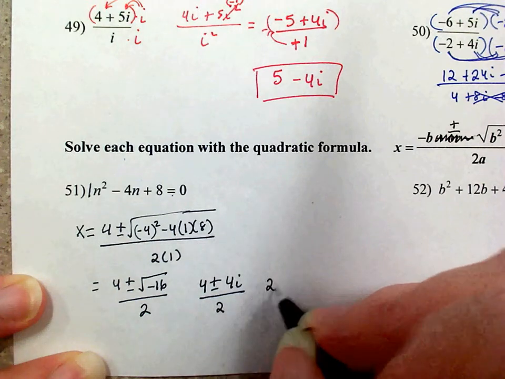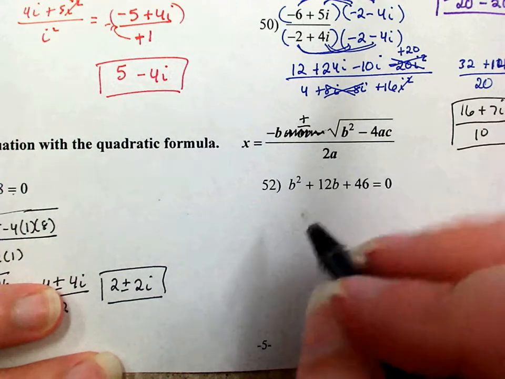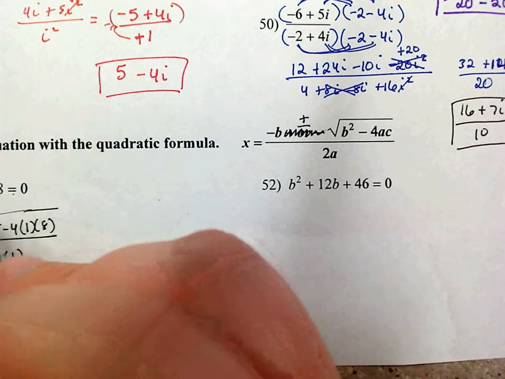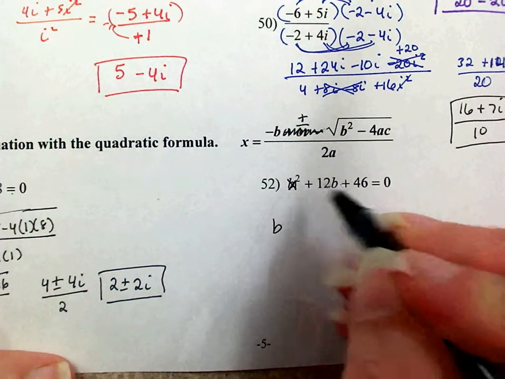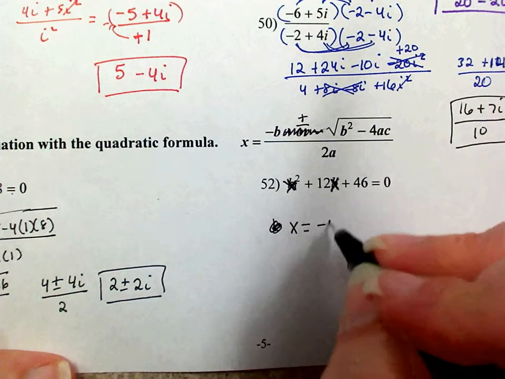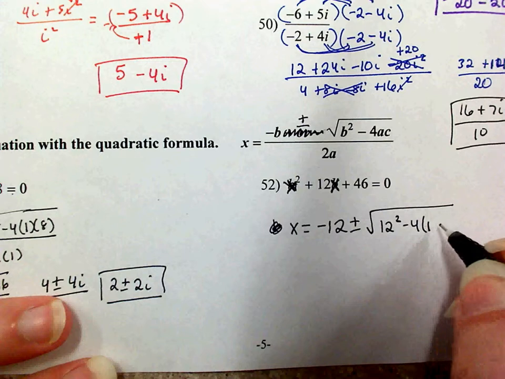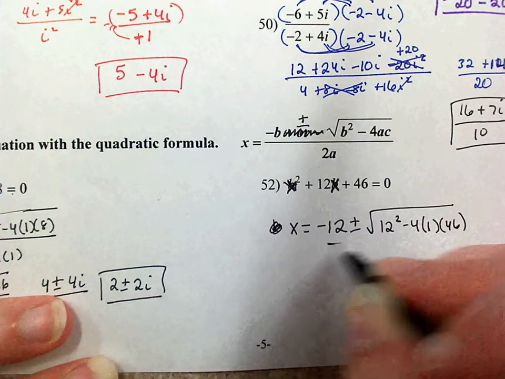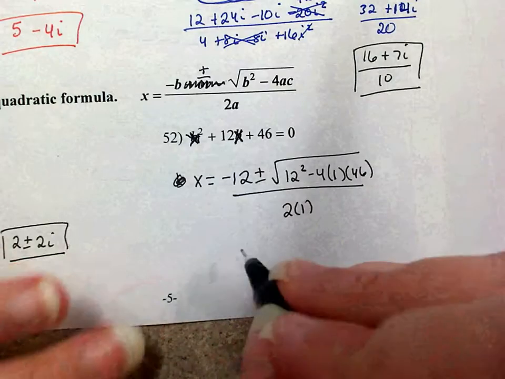Okay. And this one? I said x, it's really n, but whatever. So b is this, might as well be x. Doesn't really matter. x equals opposite b, negative 12, plus or minus the square root of b squared, minus 4 times a times c, all over 2 times a. So 12 squared is 144. Minus 4 times 1 times 46. It's negative 40. So negative 12 plus or minus the square root of negative 40 all over 2.